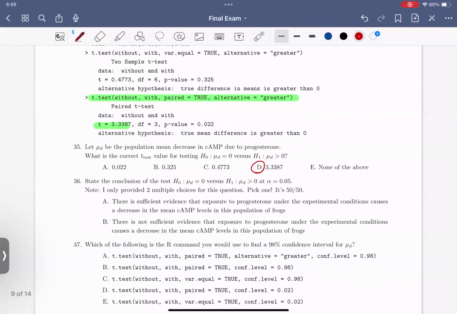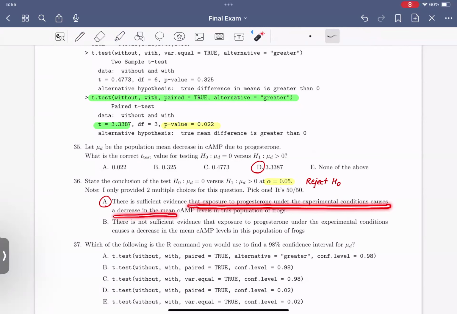All right, next one. State the conclusion. mu_d equal to 0 versus mu_d greater than 0. All right, because the p-value that you get is this one that I highlight in yellow. It's 0.022. If you use alpha equal to 0.05, you reject the null hypothesis. So the decision is we reject the null hypothesis. So you're going to pick mu_d greater than 0, which means you're going to pick that there is sufficient evidence that exposure to progesterone under the experimental condition causes a decrease in mean cAMP level. So it means you believe that mu_d is greater than 0.